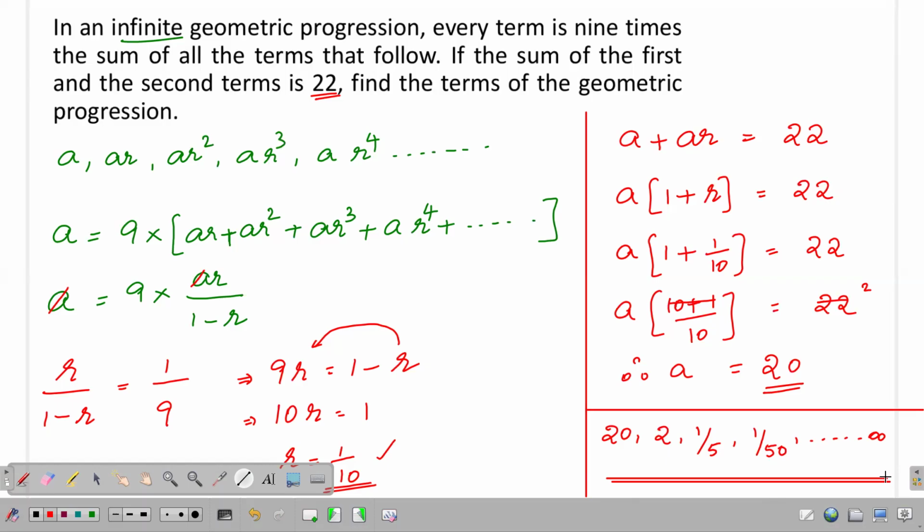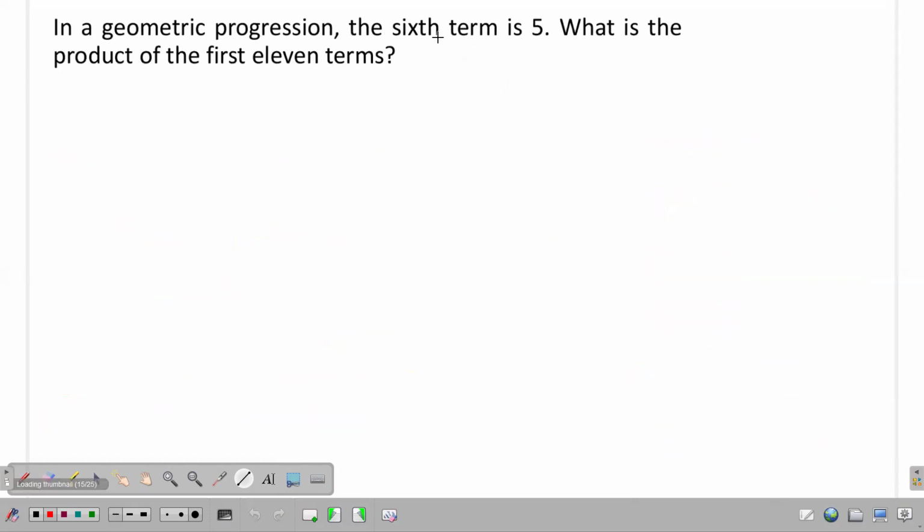So that brings conclusion to question number 12. Let us go to the next question now. Take a look at this question, the next one.